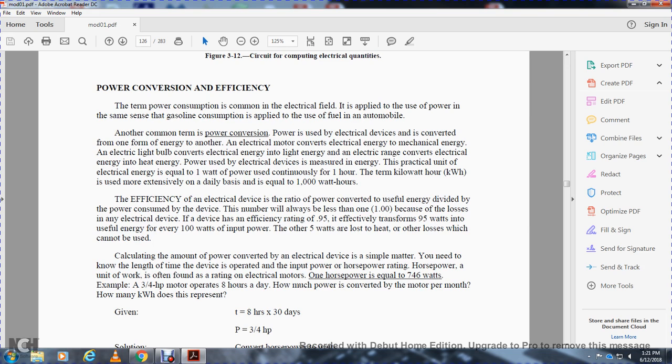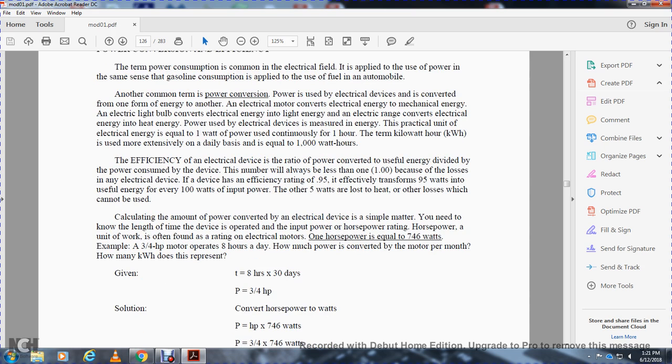If a device has an efficiency rating of 0.95, it effectively transforms 95 watts into useful energy for every 100 watts of input power. The other 5 watts are lost to heat and other losses which cannot be used. Calculating the power converted with an electric device is a simple matter. You need to know the length of time the device operated and the input power.